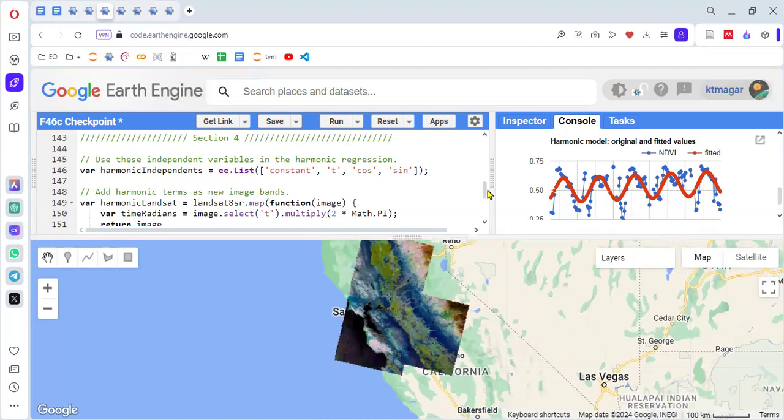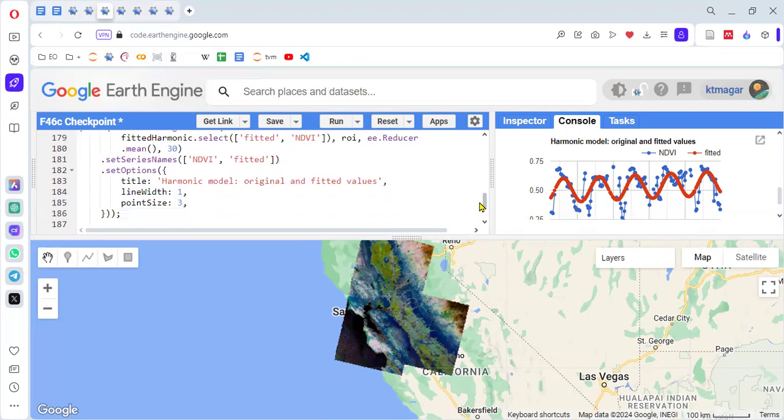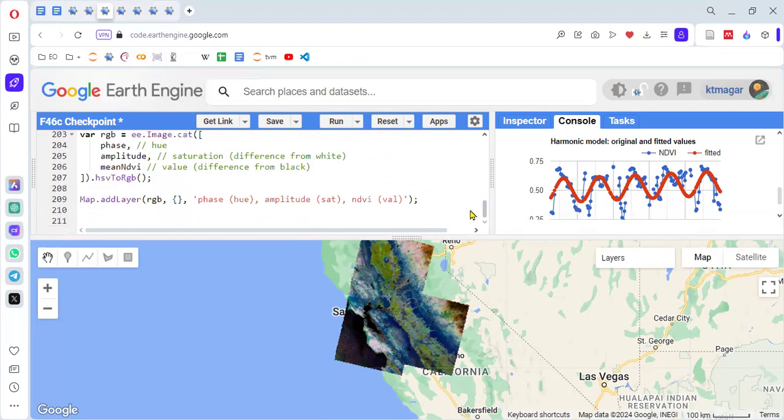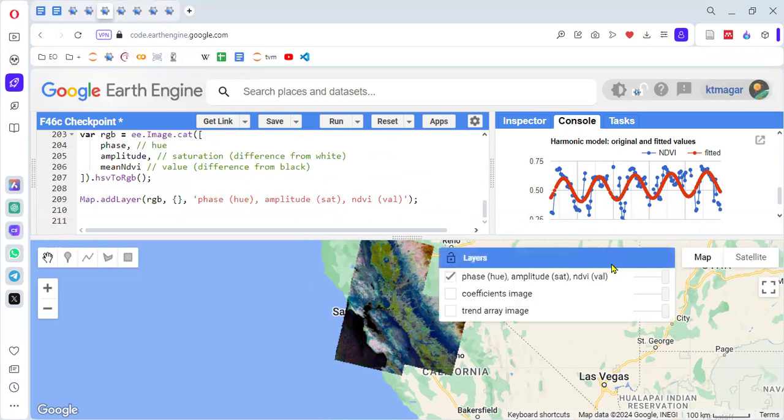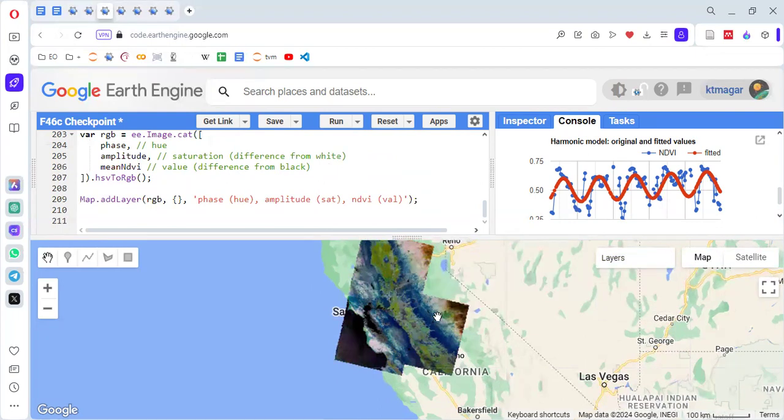So we also compute phase and amplitude from the coefficients in this code and add this to the map. So this is the phase hue and amplitude image. So here phase, amplitude, and mean NDVI are displayed in terms of hue.